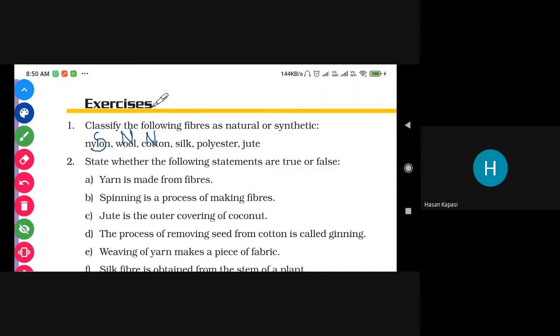Then silk. Synthetic. Silk is synthetic, beta? No, ma'am, natural. Where do we get silk from? Ma'am, leaf, I think. No. Jute. Ma'am, plant sources. No, beta, it is an animal source. Silk is an animal source. Yes, ma'am. Earthworm or silkworm, beta.